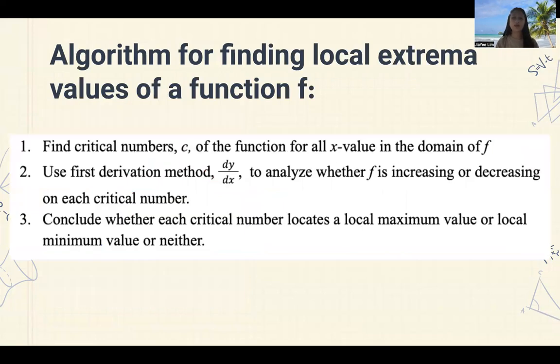Now I'll be explaining ways to find the local extremal values of the function. First of all, we will have to find the critical numbers by using the first derivative test. After that, we will be using the same test to analyze whether the function is increasing or decreasing on each of the critical numbers. And lastly, we will be using the second derivative test to indicate whether the critical numbers locate a local maximum value or a local minimum value, or neither.